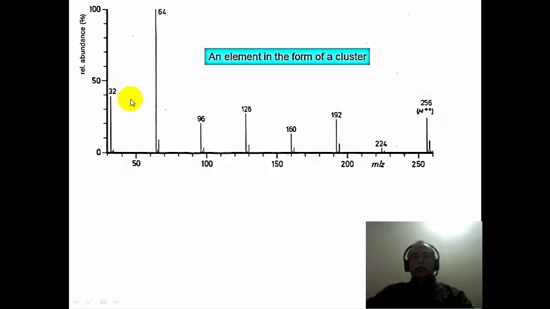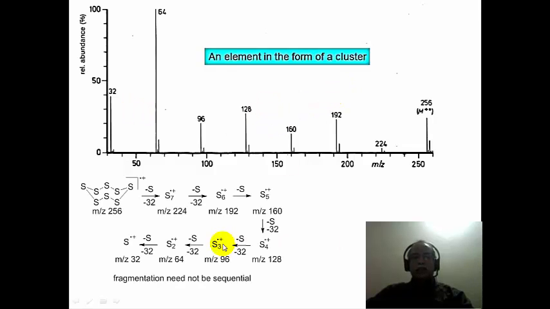So 8 times 32 is 256, and an element with an atomic weight of 32 would be sulfur. So we are talking about the sulfur S8 cluster. Sulfur S8 is supposed to have a ground structure like this with a molecular weight of 256. With the loss of sulfur atoms one after the other, it will result in the formation of the monoatomic sulfur cation radical at M/Z 32. All the intermediate masses correspond to the various peaks that are seen in this particular spectrum.